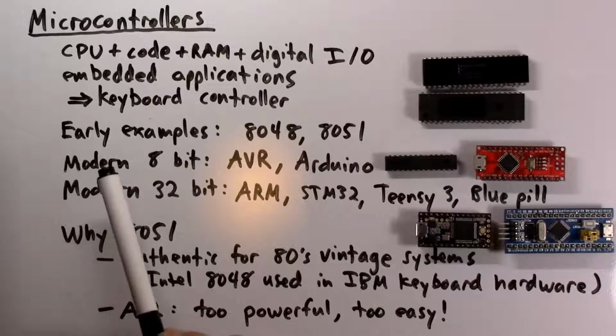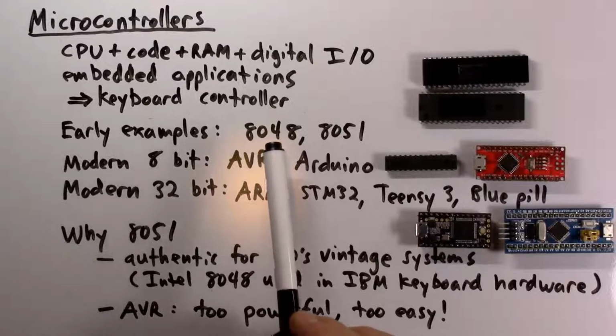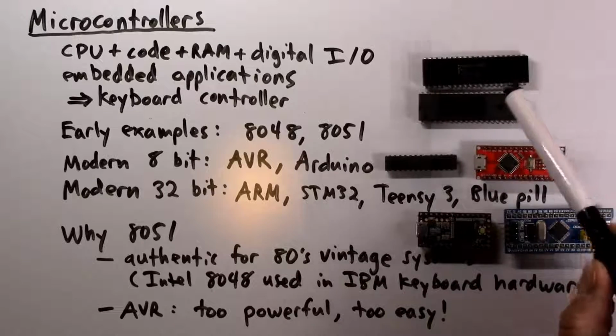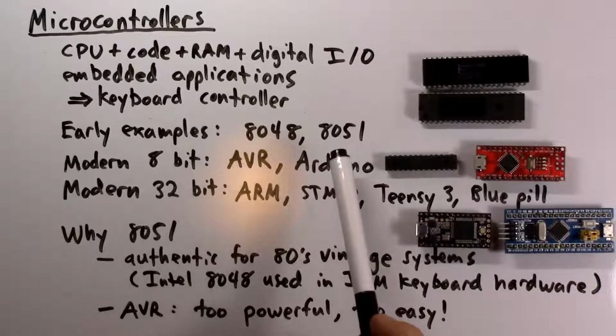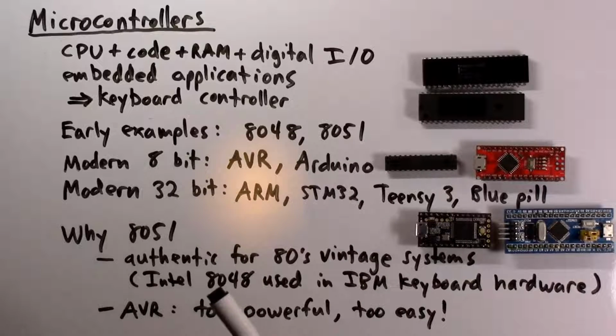There have been all kinds of microcontrollers over the years. Some early examples are the Intel 8048 and the Intel 8051. Here are a couple examples of those. They were extraordinarily popular, and in fact the 8051 microcontrollers are still in production from a variety of manufacturers and are still fairly widely used.